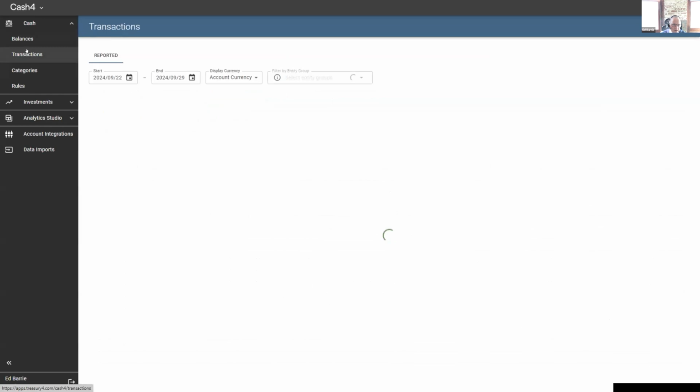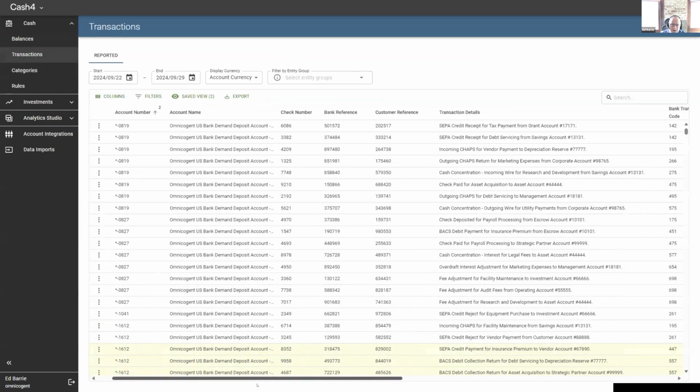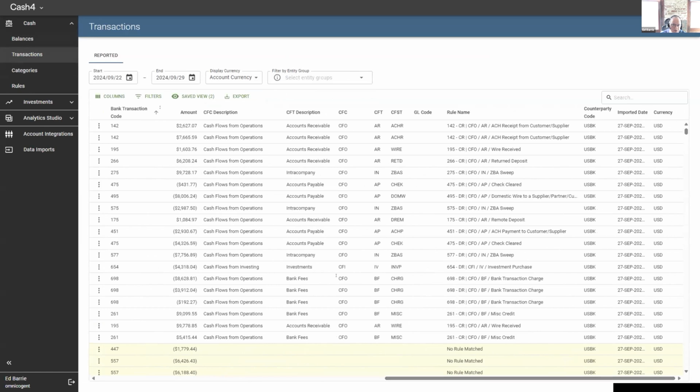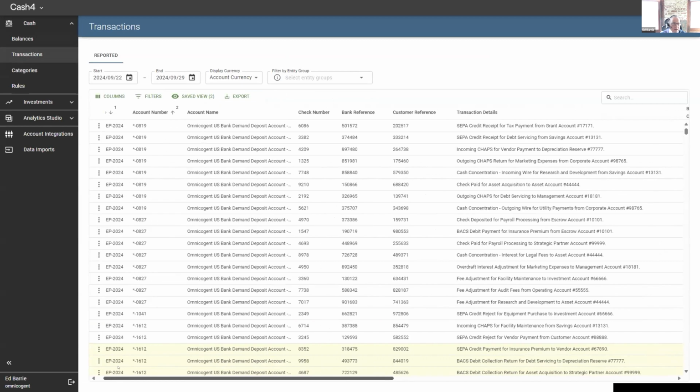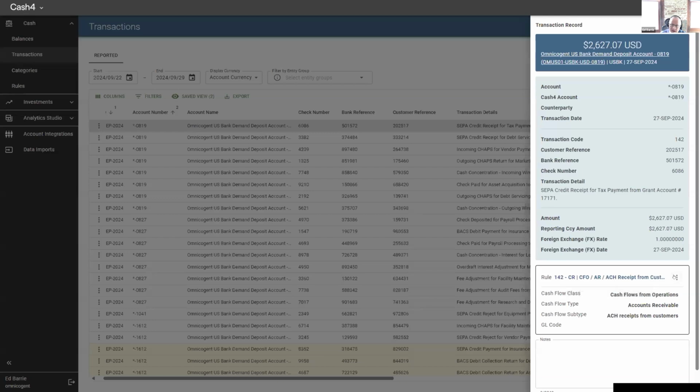Similar on the transaction side, we have our reported transactions coming into the platform, and we never alter any of the source data coming in from the banks. However, we do enrich it through transaction categorization, and this is where we can see the categorization assignment of cash flow class, type, subtype, the definitions of those, as well as the GL account that the transaction is posting to in the accounting system. A couple of key features here are the ability to go in and override or manually assign categorization if needed, as well as keep notes on certain transactions, and then be able to send that information out to other system users or team members inside of the organization.